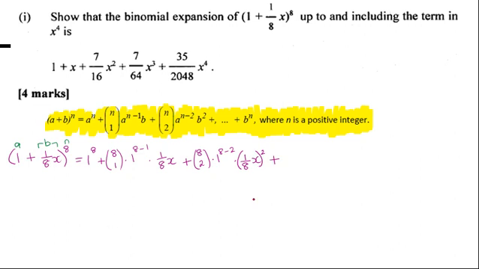Plus, next term, 8c3 times 1 to the 8 minus 3 times (1/8 x) in brackets cubed, and then we have one more term because we're going up. This is the x cubed term, so we need one more term to get to the x to the 4th term. So that's going to be 8c4 times 1 to the 8 minus 4 times (1/8 x) to the 4th power.